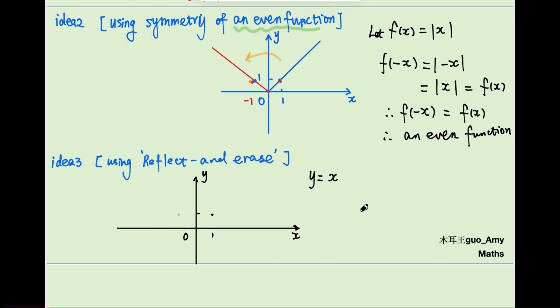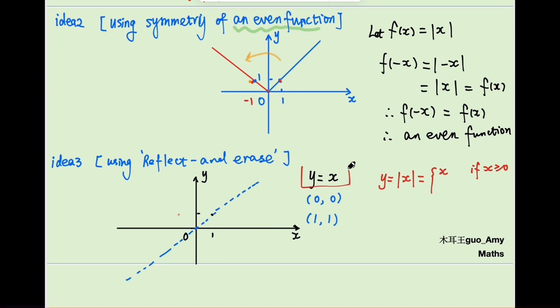For the third idea, we are going to start with the original function without the absolute sign, y equals x. It is a linear function. We are going to use 2 points to determine the line. Then we will connect these 2 points, using a dotted line first. After that, we're going to look at the modulus function y equals the absolute of x. If x is greater than or equal to 0, it is just the original one, y equals x.